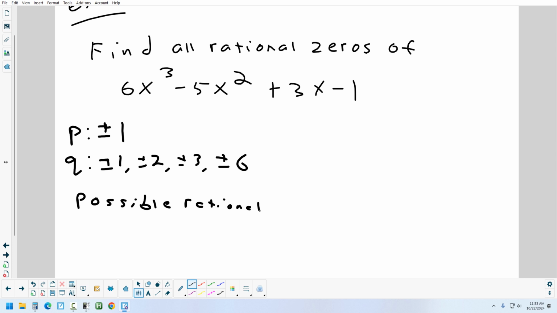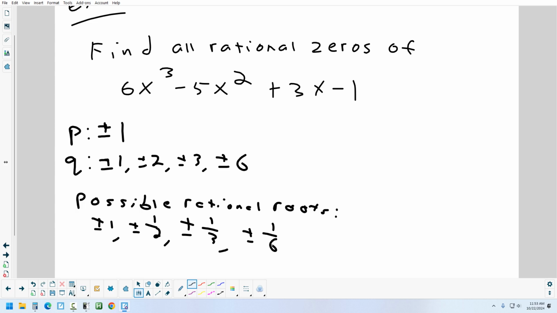And now my possible rational roots. Those are the P over Q's. So 1 over 1, 1 over 2, 1 over 3, and 1 over 6. So if this is going to cross the x-axis at a nice number, it's going to be between negative 1 and positive 1. That covers all my rational roots. Negative 1 to positive 1.